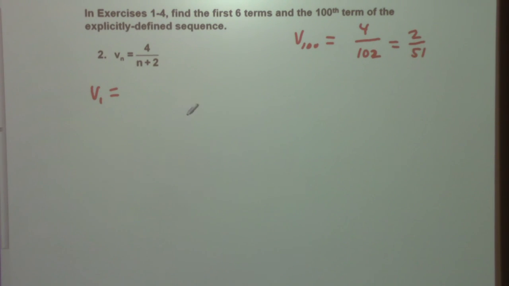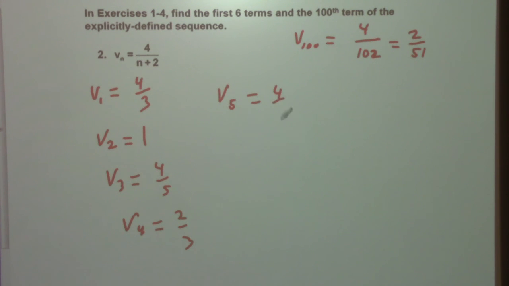Okay, good. And then the other one, V sub 1 is going to be 4/3, right? And then V sub 2 is 4 over 4, so it simplifies to 1. V sub 3 is 4/5. V sub 4 is 2/3. V sub 5 is 4/7. And V sub 6 is 1/2. Okay, so we have this pattern here.